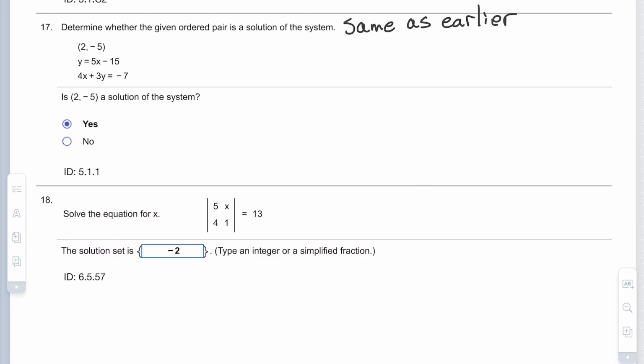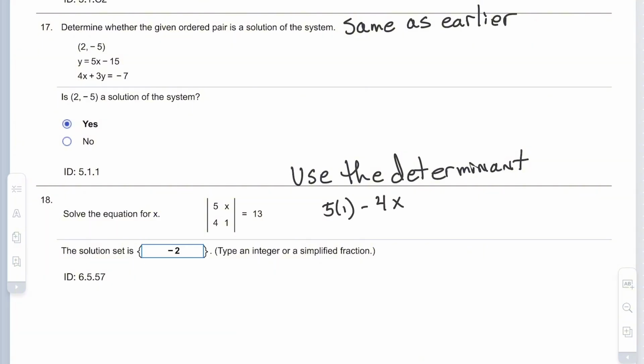And then finally, to solve for X, we need to use the determinant. So what this is saying is you're going to multiply on the diagonal, and then you're going to set it equal to 13 to figure out what the value of X is. And you see the solution is already there, but you're just going to multiply on the diagonal, set it equal to 13, and then you're just going to solve for X.